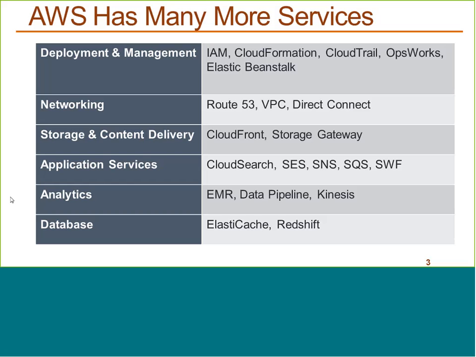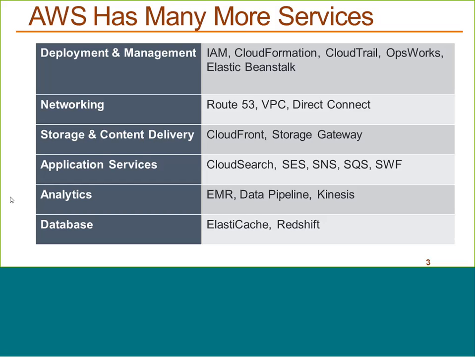OpsWorks, I think we'll talk a little bit about OpsWorks also. Elastic Beanstalk is something like a platform as a service capability in Amazon. It allows administrators and application developers to deploy complete application stacks, but to some extent, Elastic Beanstalk is similar to OpsWorks, and maybe it's being superseded by OpsWorks to some extent.